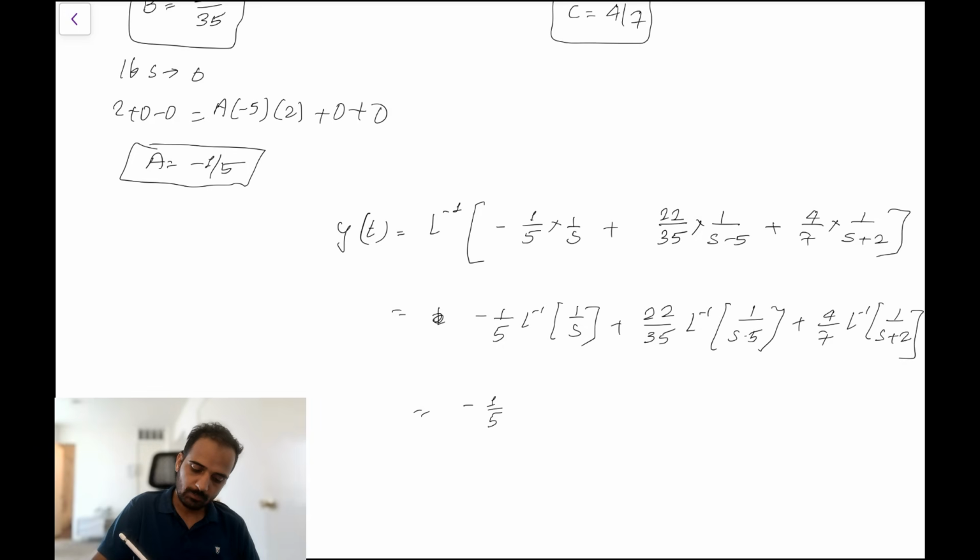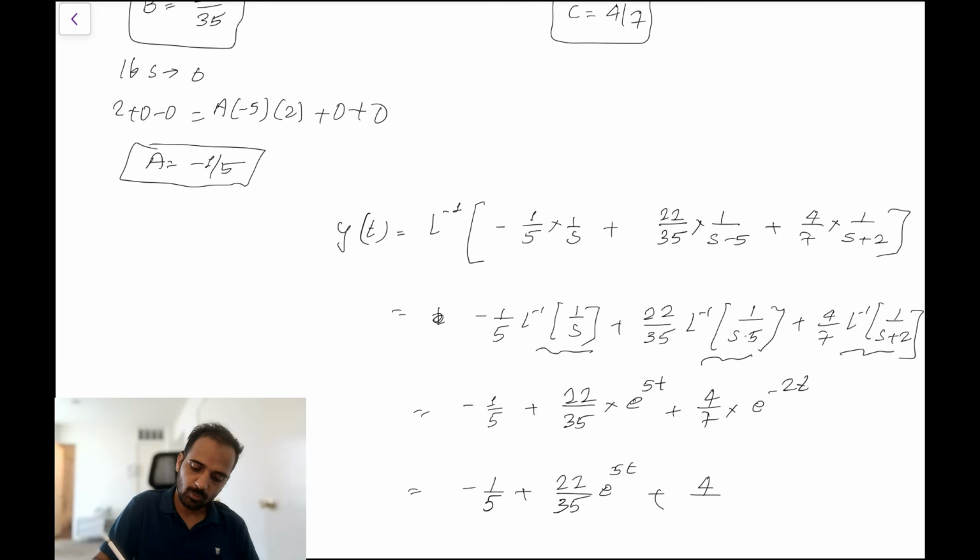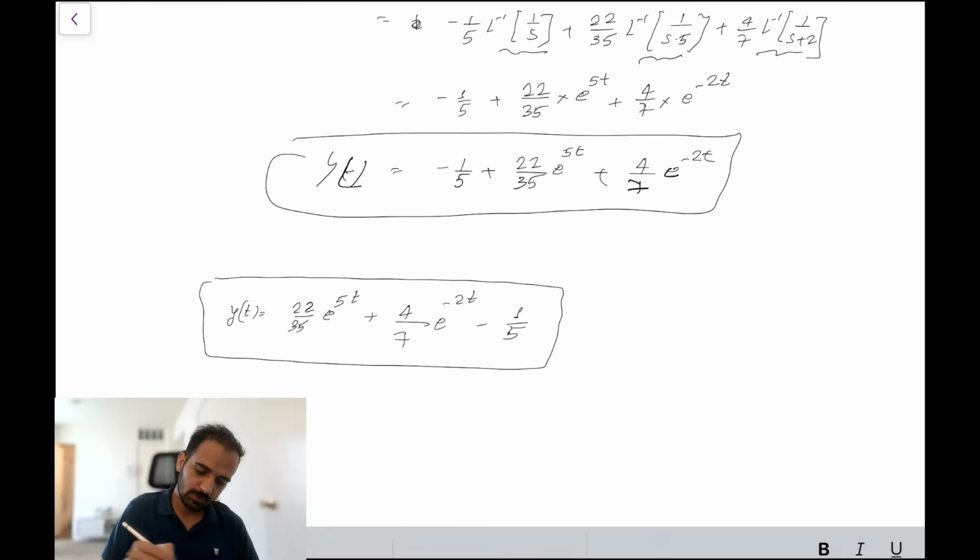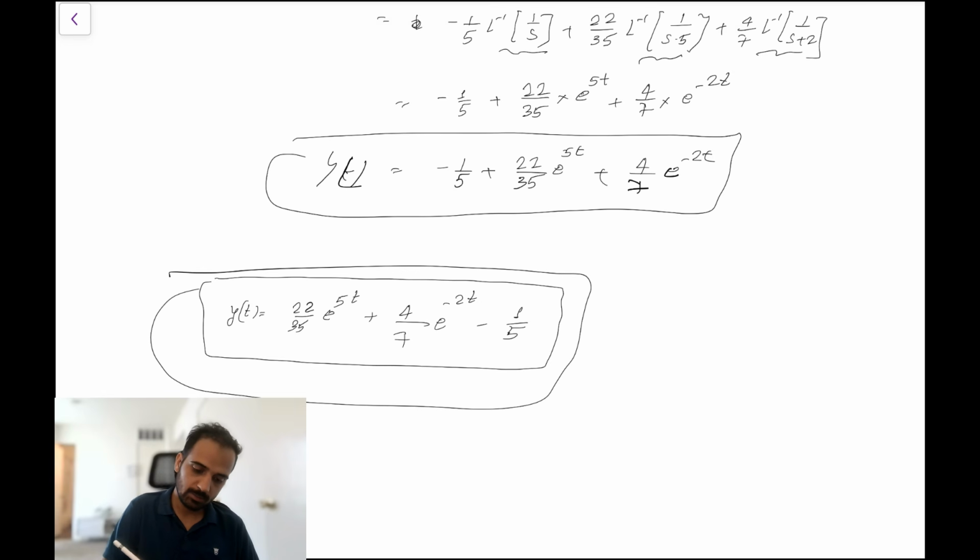Now you can get the Laplace inverse of all the terms very easily. The inverse of 1 over s will be 1, so minus 1 over 5, plus the inverse of the second term will be exponential 5t, and the inverse of the third term will be exponential minus 2t. So my final solution is y(t) equals minus 1 over 5 plus 22 over 35 e^(5t) plus 4 by 7 e^(minus 2t). And this is the same solution that we obtained without using the Laplace transform. They are similar results, the same result.